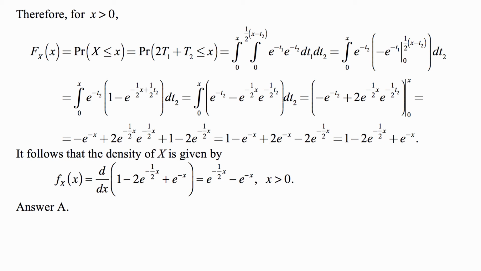And the density is the derivative of that. Well, the derivative of 1 is 0, so then the derivative of the second expression will be negative 2 times negative 1/2 times e to the minus 1/2 x, so it will be just e to the minus 1/2 x, and the derivative of e to the minus x is minus e to the minus x. And for x greater than 0, that's the density that we're looking for.